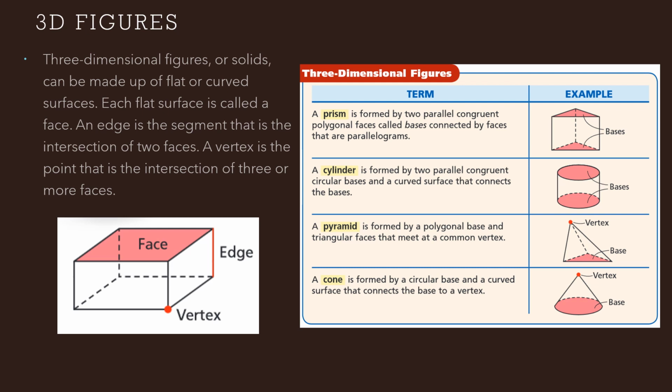Each flat surface is called a face, and an edge is where two faces meet. And then where three or more faces meet, that's called the vertex. That's the point, the corner.